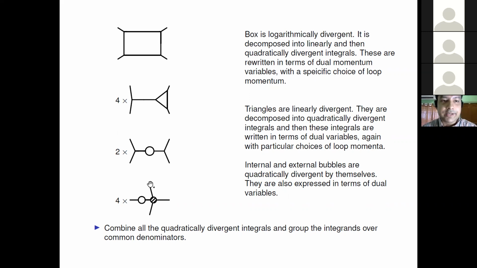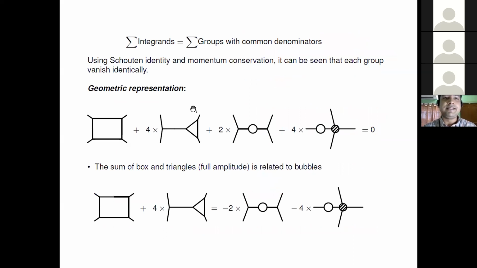The bubbles are already quadratically divergent, so we just label them by using dual momentum variables. I'm not explicitly showing the dual momentum variables here, but we label them. And then what we do is combine all the quadratically divergent integrals and group the integrals over common denominators. After we do that, we see that the sum of integrands is basically the sum of groups with common denominators. And using the Schouten identity, which is an identity in spinors, and momentum conservation, each of the groups vanishes identically.